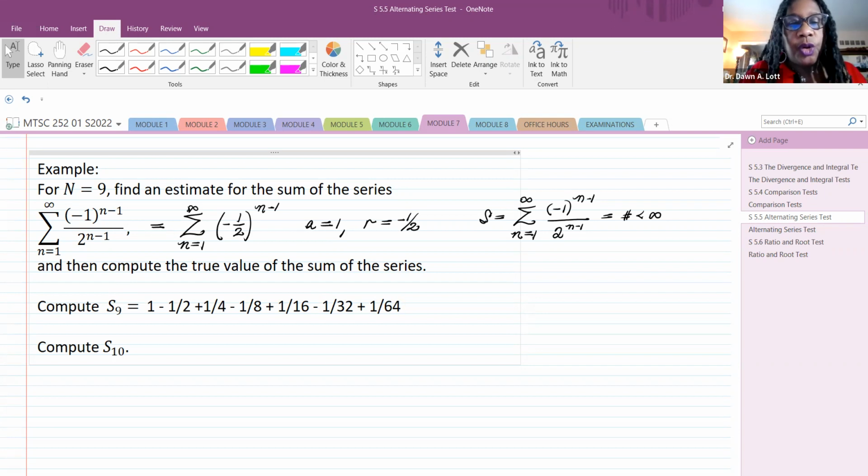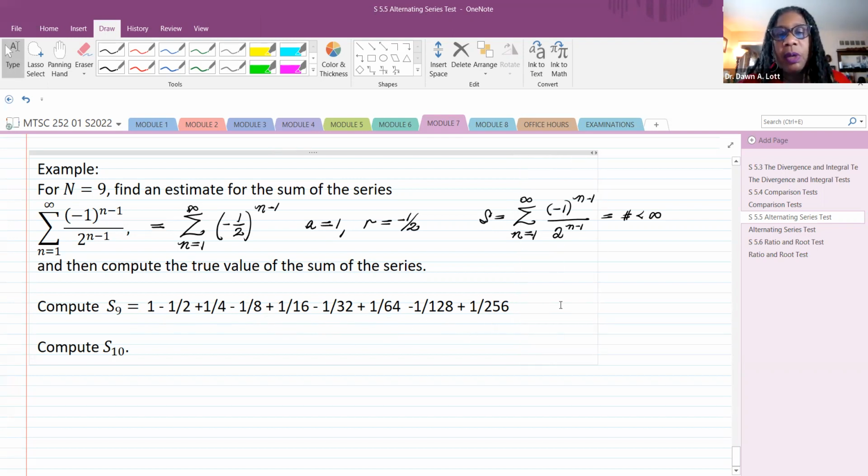And then the eighth term is going to be negative 1/128. And then the next term is going to be positive 1/256. Okay, so we have the first, the second, the third, the fourth, the fifth, the sixth, the seventh, the eighth, and the ninth term. They alternate positive, negative, positive, negative, positive, negative, positive, negative, positive.